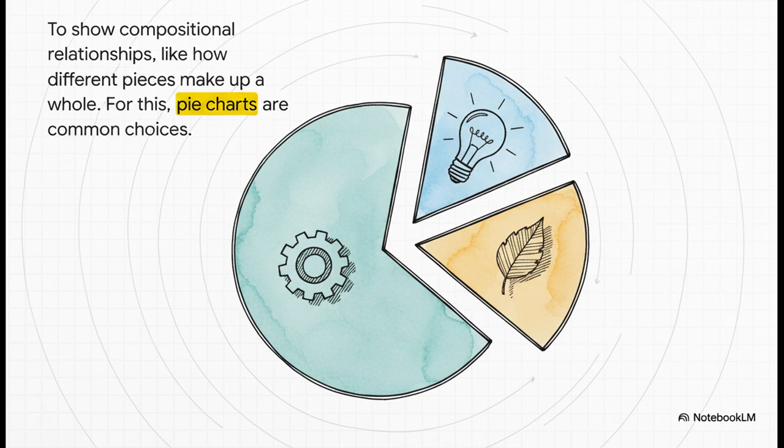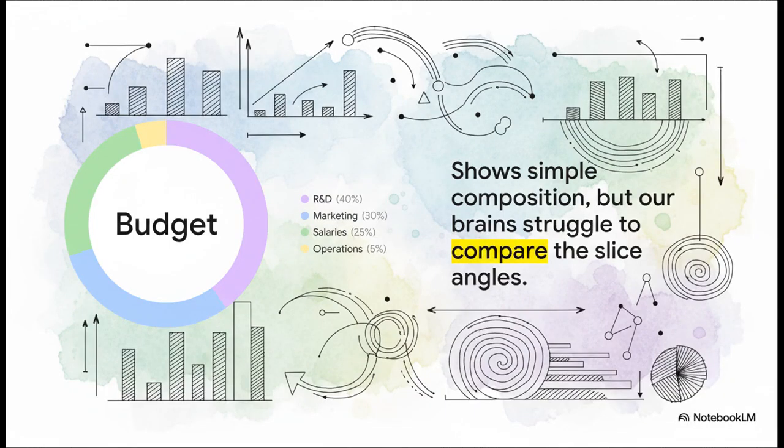And for our final stop on this little tour, what if you need to show how different pieces make up a whole? For example, what percentage of the company budget is going to marketing versus R&D versus salaries? Right, so for that, something like a donut chart or a pie chart can work really well. It gives you an immediate sense of proportion. But a quick word of caution here, our brains aren't actually great at comparing the angles of different slices. So these charts are usually best when you only have a few categories and you just want to show a simple percentage breakdown.